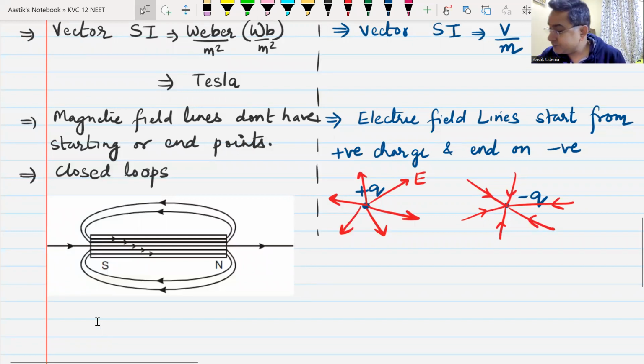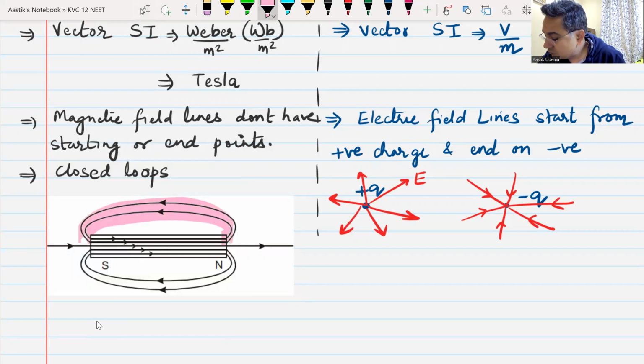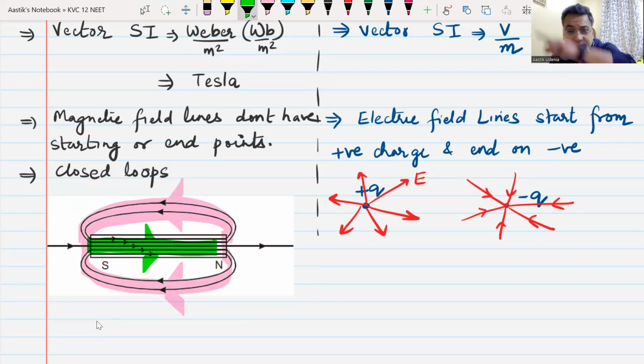Outside the magnet, they are going from north to south. I hope you can see this. Outside the magnet, they are going from north to south. But you can see inside the magnet, they are going from south to north. So they do not have a starting point. They do not have an end point. They are in closed loops. If something is moving in a loop, you don't know where it is starting and where it is ending.